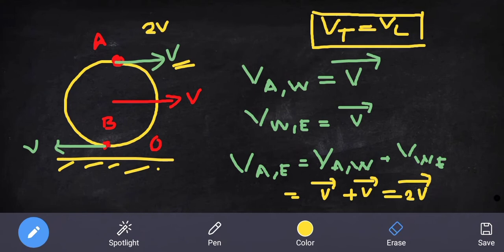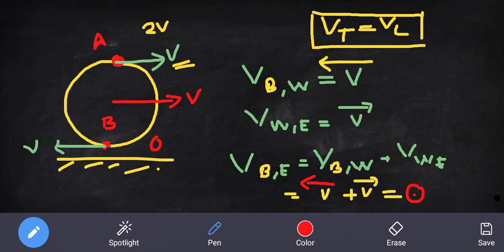How about the velocity at B? Velocity of B with respect to wheel is equal to v to the left. Velocity of wheel with respect to earth is v. Velocity of B with respect to earth is 0. That's how you obtain the velocity at A as 2v, velocity at B as 0. You can find velocity with respect to earth at other points too.